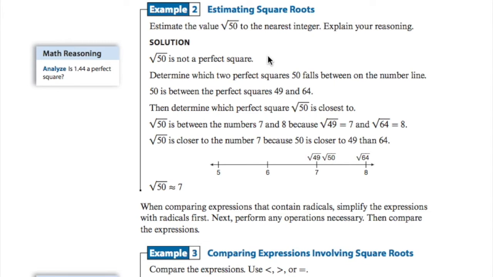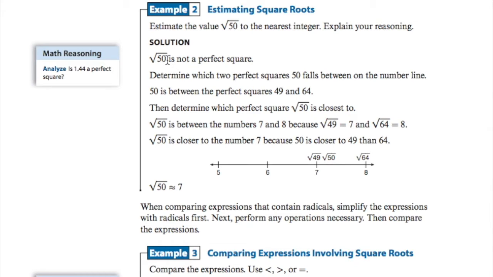In example 2, it says not all numbers are perfect squares, but square roots can help us to estimate where these numbers lie. In that first example, we said square root of 50 is not a perfect square. So we're going to use what we know as perfect squares to estimate what number this falls between. It says estimate the value of the square root of 50 to the nearest integer. Explain your reasoning. Well, 50 is not a perfect square, so I'm going to think about what numbers that are multiplied together would get me close to 50.